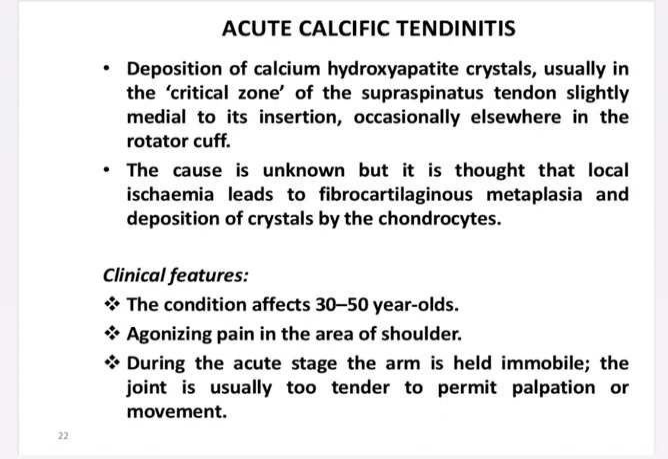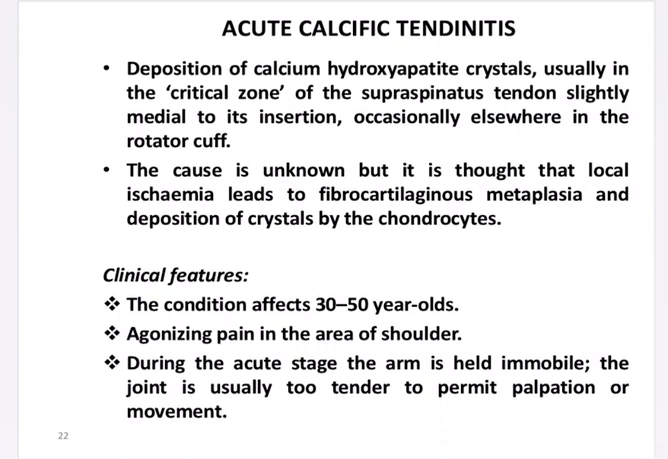How does it happen? We have ischemia. This ischemia leads to fibrocartilaginous metaplasia of fibroblast and myoblast into chondrocyte. This chondrocyte excretes calcium, and there will be deposition of calcium hydroxyapatite in the area of a critical zone, in the area of ischemia.